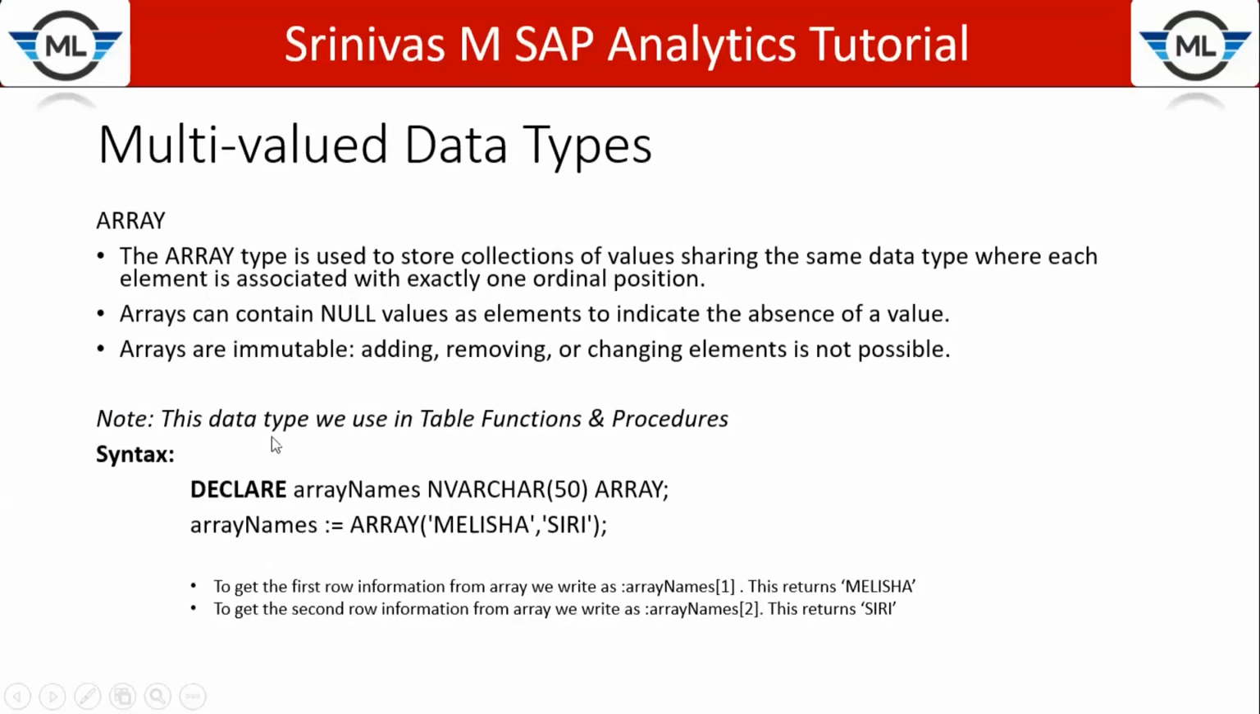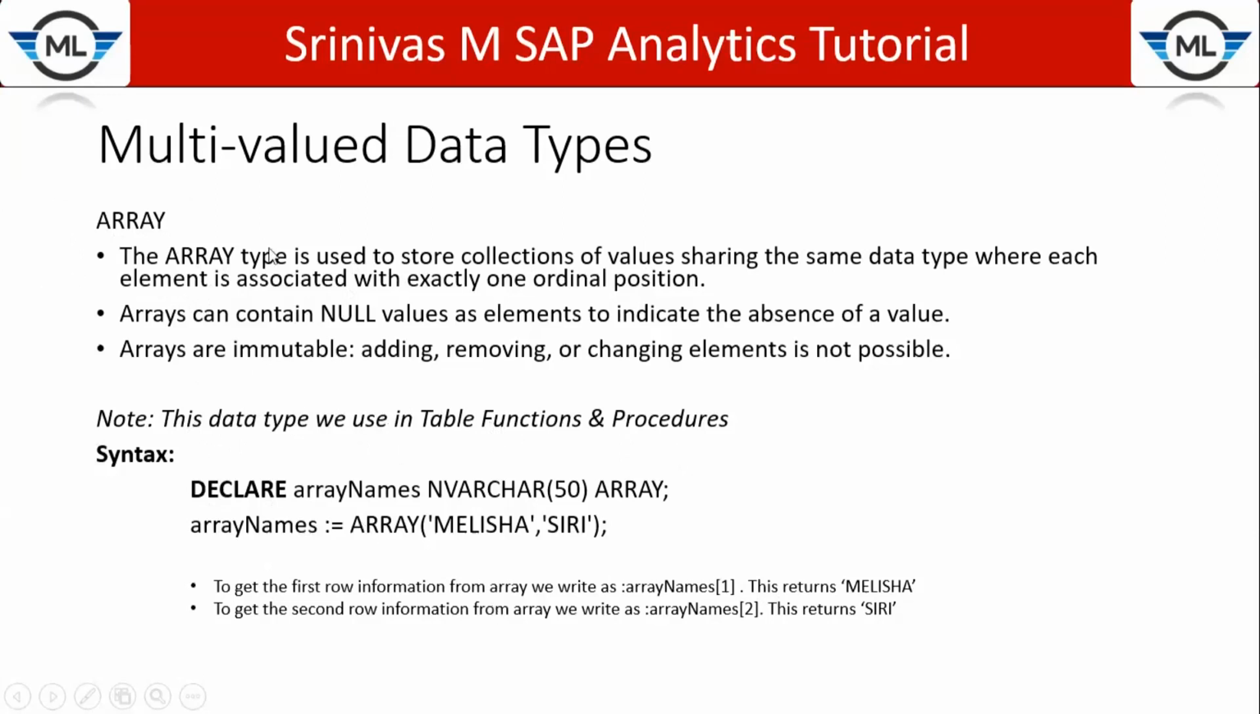So how do we use this? Let's see this example, and we can easily understand it. Generally, we cannot define an array in our regular tables. This array data type we use in table functions and procedures, but not while creating tables. That's what I have written here: this data type we mostly use in table functions and procedures.